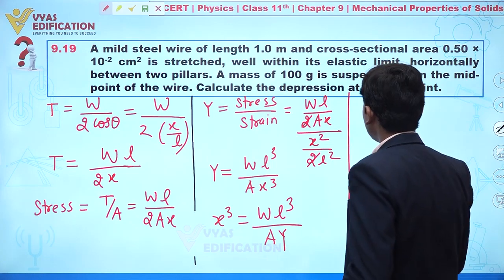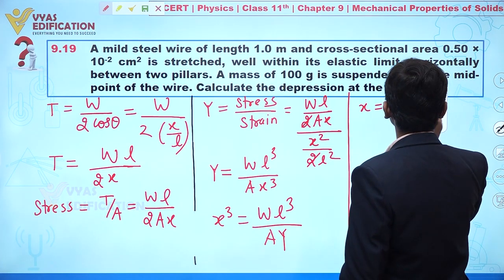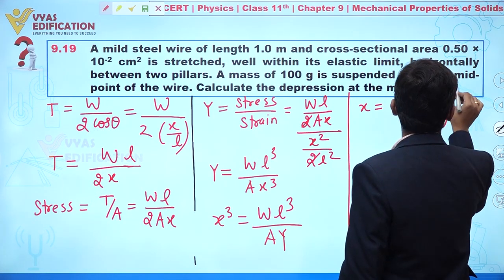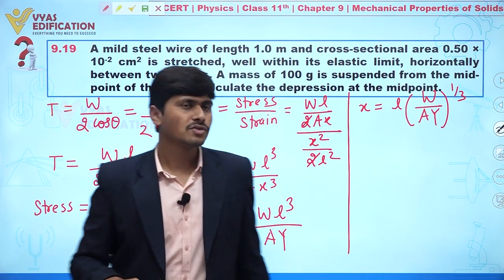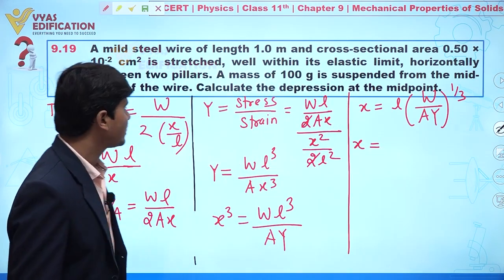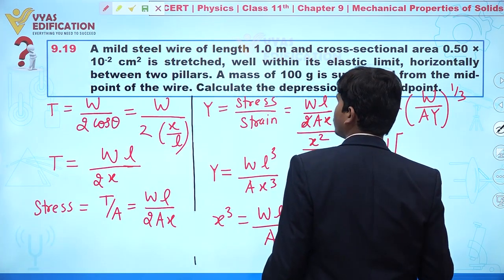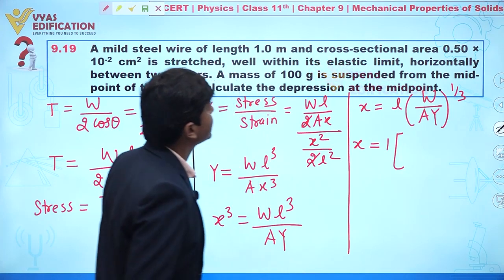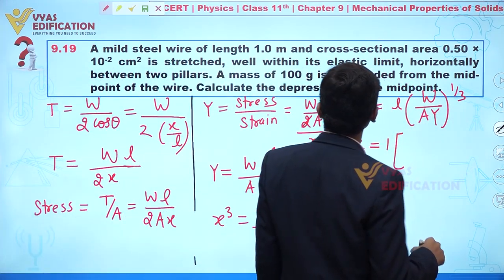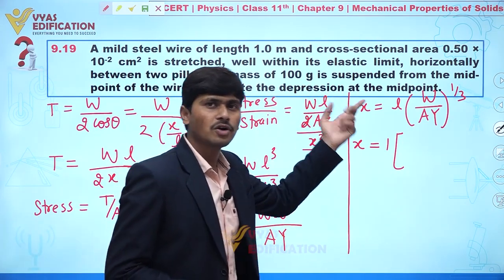So the value of x is given by L W upon AY, to the power 1 by 3. Clear? So now I can put the values here. The value of x is given by L. L is given to you as 1 meter, so I am writing 1. W is the weight. Weight is given as a 100 gram mass, so we can say this is mg. Yes or no? So this is 0.1 kg multiplied with 10.